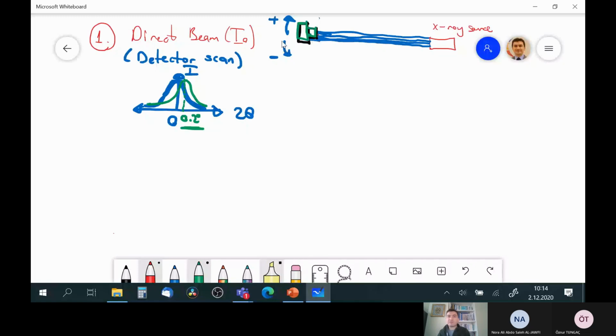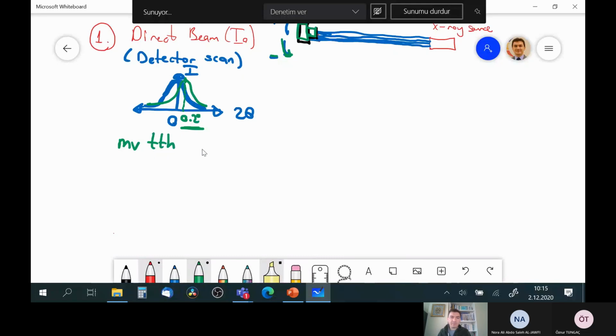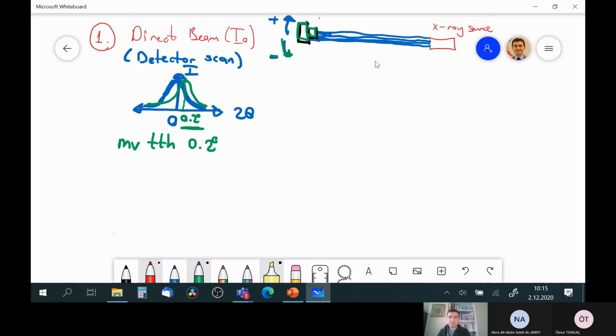What to do? You have to move this one down, okay? So then you move the detector to this position, 0.2 degrees. You send the command to the computer, move 2 theta to 0.2 degrees. Now the detector is located at 0.2 degrees, where we see the highest intensity at the detector. Then we set theta to 0. Okay, then we have the correct position for the detector.